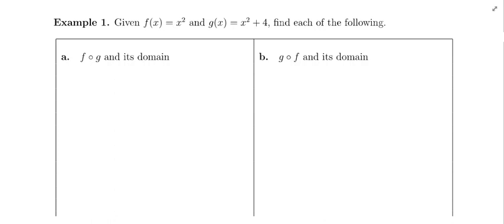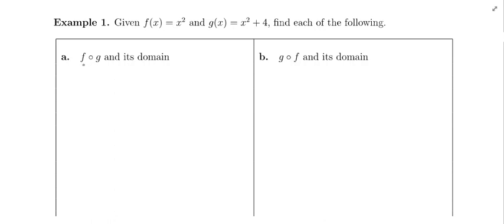Example 1. Given f of x is equal to x squared and g of x is equal to x squared plus 4, find each of the following. All right, so we've got a bit of work to do here. If you scroll through the page, you can see the things that we're going to be finding using these two functions f and g, okay?